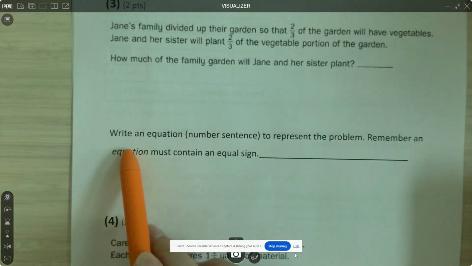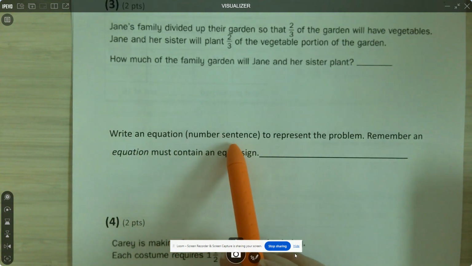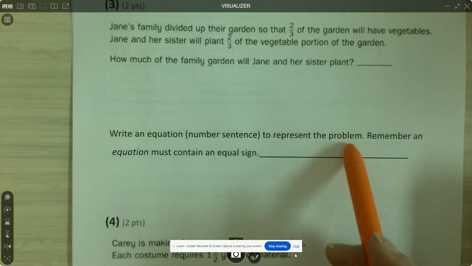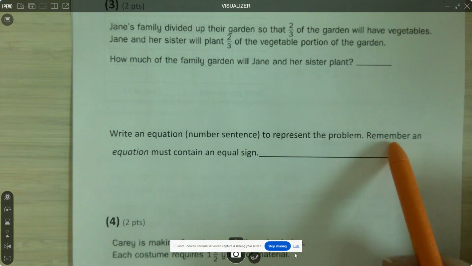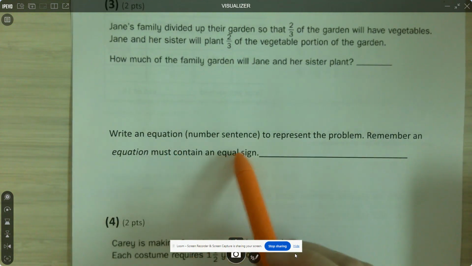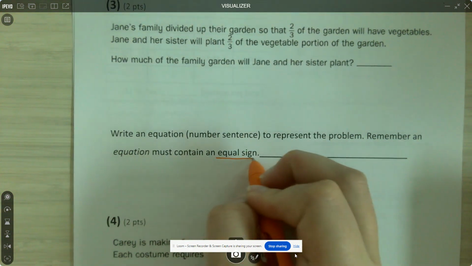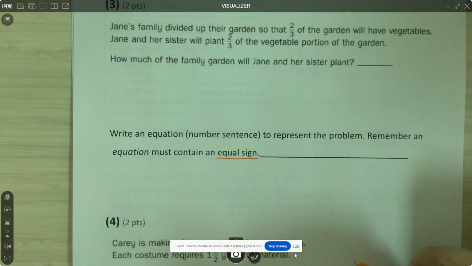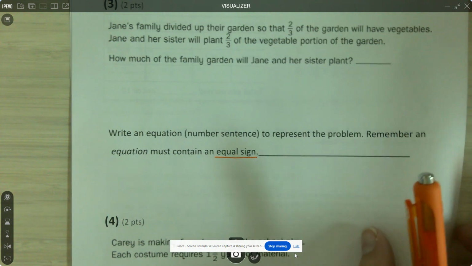This part right here wants you to write an equation or a number sentence to represent the problem. And it even gave you a helpful hint that says, remember, an equation must contain an equal sign. You have to have some sort of equal sign in your problem. So please go ahead and pause your video to solve that one.